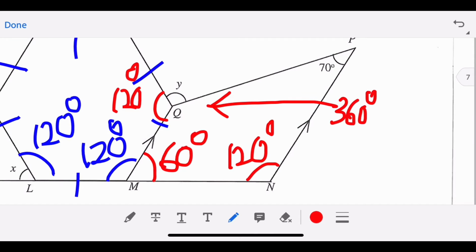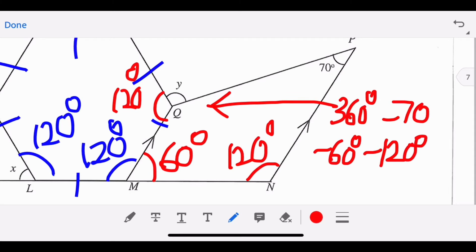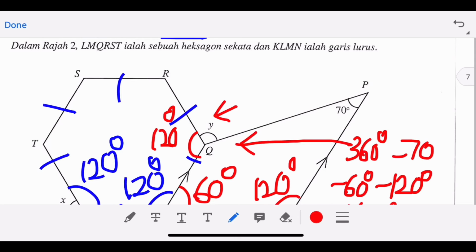So you have 60 degrees, you have 120 degrees, and of course the angle Q is 360 degrees minus 70. The total interior angle of a quadrilateral is 360. You minus 70, minus 60, minus 120, so you get the balance, which is angle Q. Alright, with the angle Q, then you can solve the angle Y.